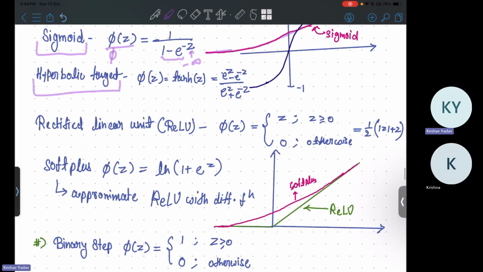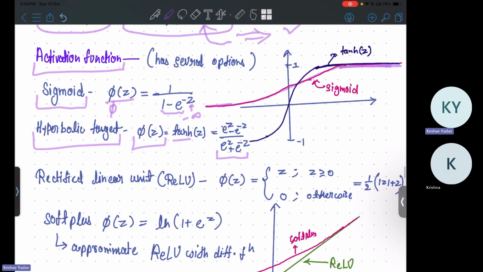Similarly, hyperbolic tangent, phi of z equal to tanh of z, that is equal to e to the power z minus e to the power minus z, divided by e to the power z plus e to the power minus z. If you put infinity here, it will go to 1, and if you put minus infinity, it will go to minus 1. So tanh will look like this.